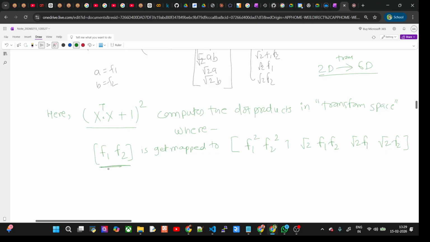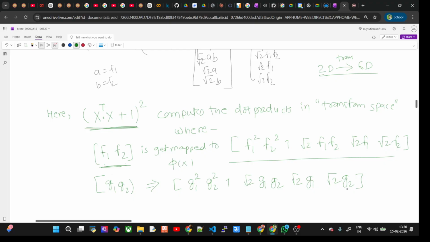These lower dimension things are mapped to higher dimensions, but what are we using? Phi of x. And what is that phi of x? This is the phi of x, (x transpose x + 1) whole square. So this is the function which maps your f1 and f2 in lower dimension to the higher dimension. Similarly, the same thing for g1 and g2, which is mapped the same way: g1 square, g2 square, 1, root 2 g1 g2, root 2 g1, root 2 g2.